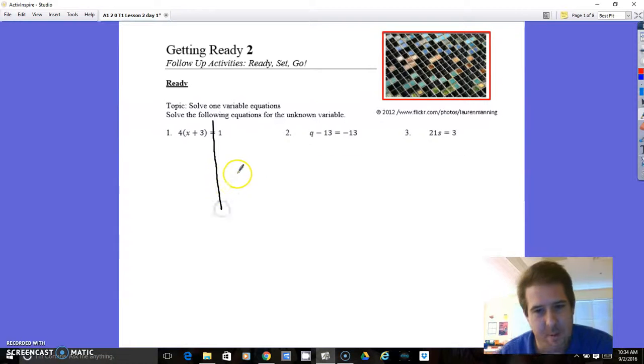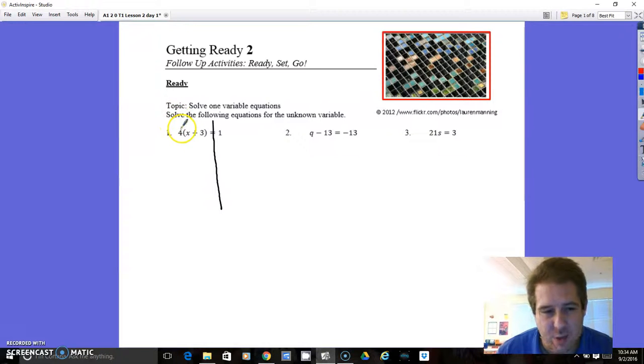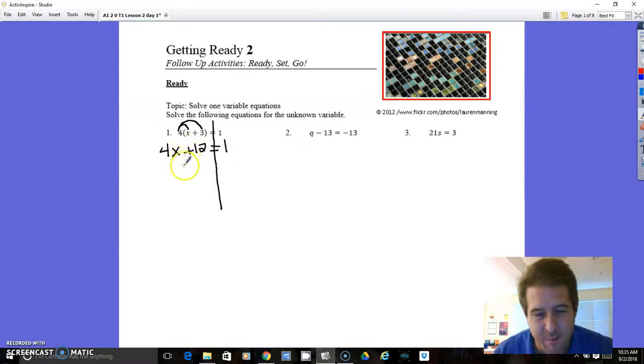So today's warm-up has the distributive property involved. It's still solving equations. Whenever you have the distributive property, that means you have something on the outside of parentheses. You take whatever's on the outside and multiply it by everything on the inside. 4 times x is 4x. 4 times 3 is 12. Don't forget to multiply by everything on the inside. Bring down your 1, and now you've got a two-step equation. So now you know how to solve it from here.